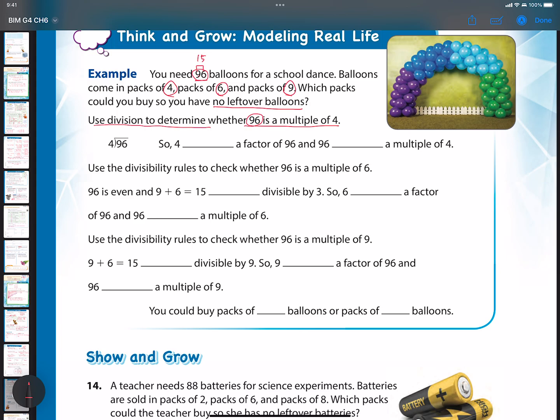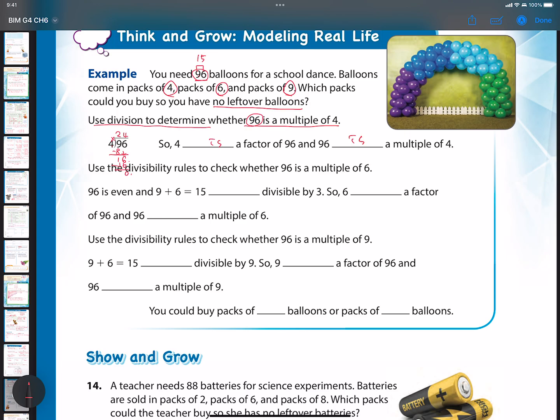Okay, use division to determine whether 96 is a multiple of 4. Yes, so now let's do it. 4 can fit into 9 twice, which is 8. Take away, bring down 6, okay. 4 times 4 is 16, nothing left behind. So, yes, 4 is a factor of 96, and 96 is a multiple of 4, because when you multiply 4 times 24, you get 96. That's why 96 is a multiple of 4.